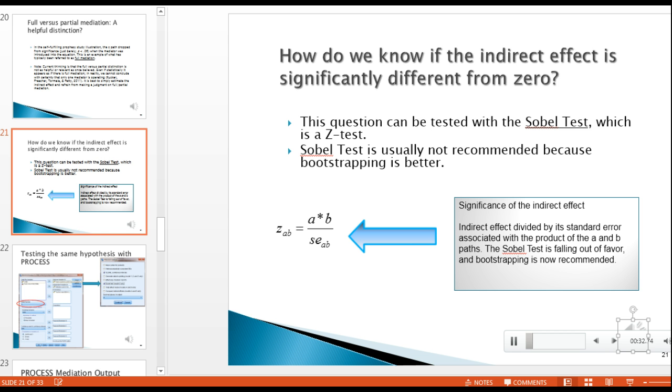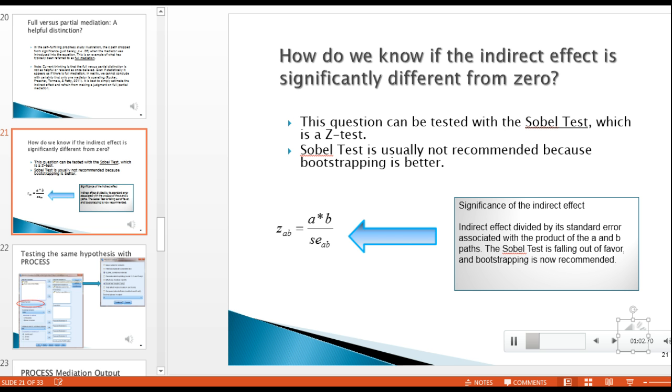depending on the scale of the DV, that could be really not that significant a finding, or it might be, but we don't know, is the point. And so the Sobel test is one way to find out if your indirect effect is significantly different from zero. It's a z distribution, and the test statistic itself has the A times B path, or the indirect effect, in the numerator, and then it's divided by the standard error of the indirect effect.